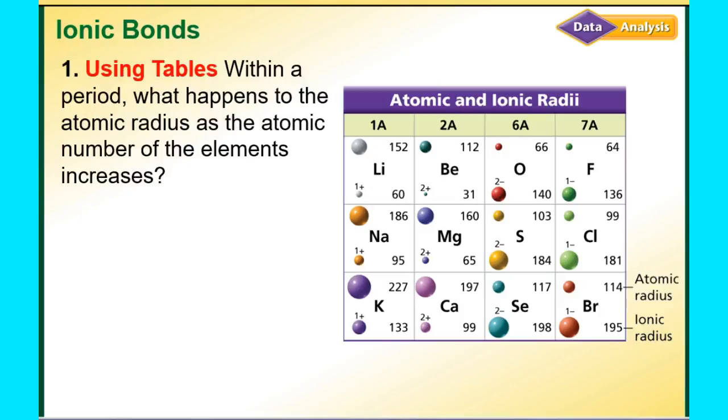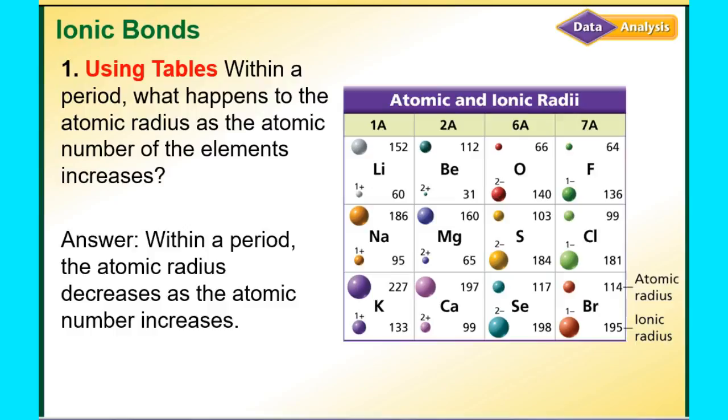Using tables within a period, what happens to the atomic radius as the atomic number of the elements increases? Within a period, the atomic radius decreases as the atomic number increases.